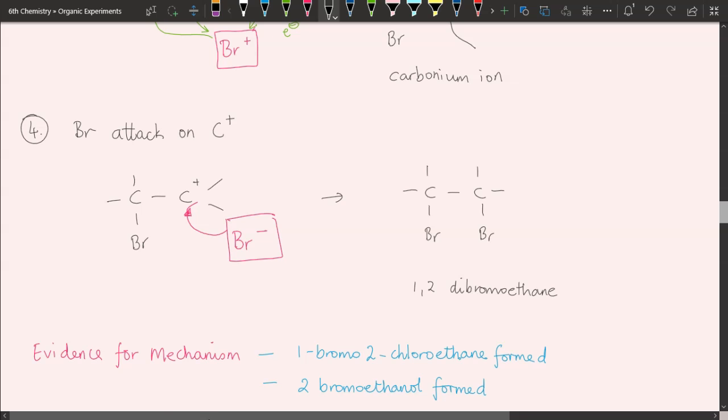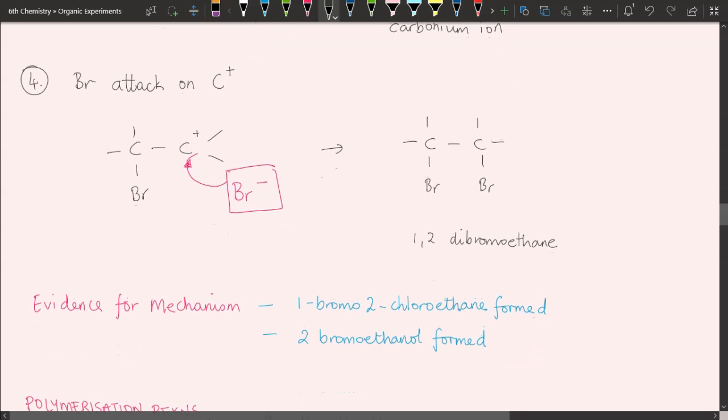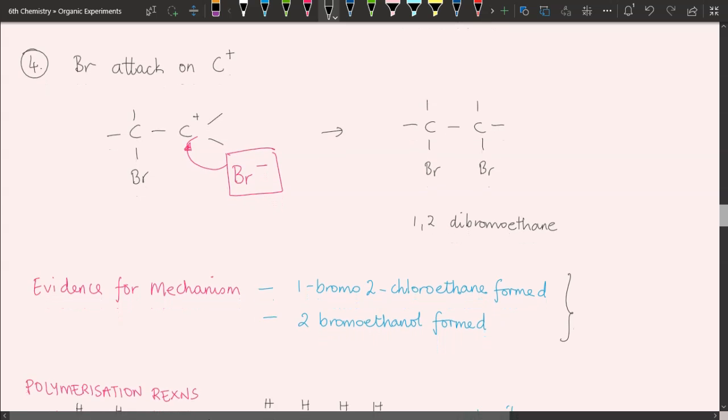Now at the end of that mechanism then, you also have to have evidence for the mechanism, and here's the main evidence that we have: 1-bromo-2-chloroethane is formed and 2-bromoethanol is also formed, and that's something you can have a look at in your textbooks and in your notes.